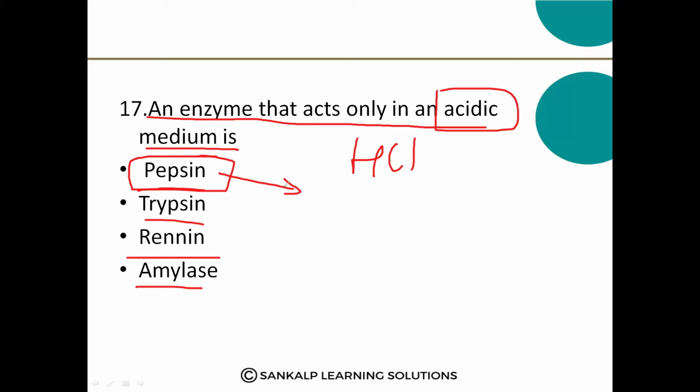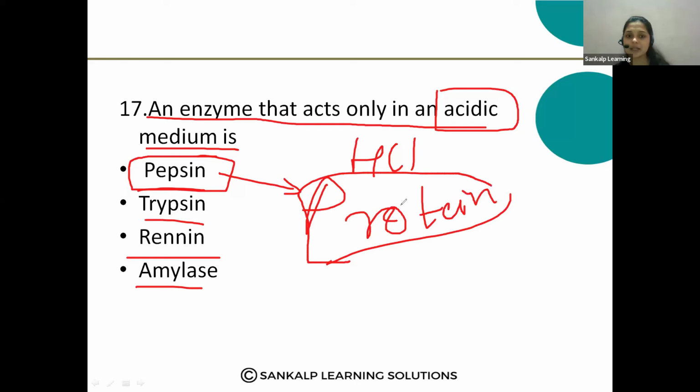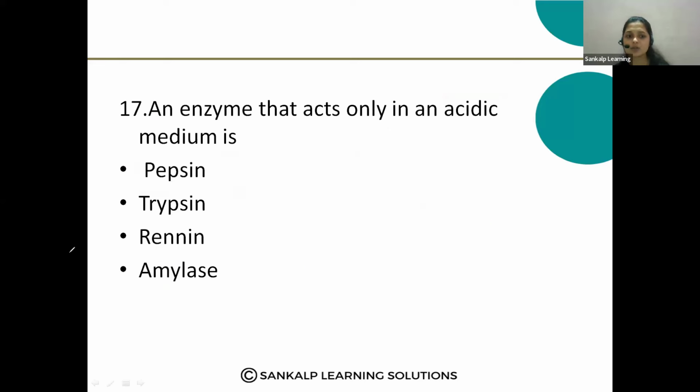Pepsin helps with the digestion of what? Food. Yes, in the food, which nutrient? Protein, right? Protein is partially digested by this pepsin, and trypsin also acts on the protein. You can write that salivary amylase enzyme is also there. This salivary amylase enzyme acts on the carbohydrate.